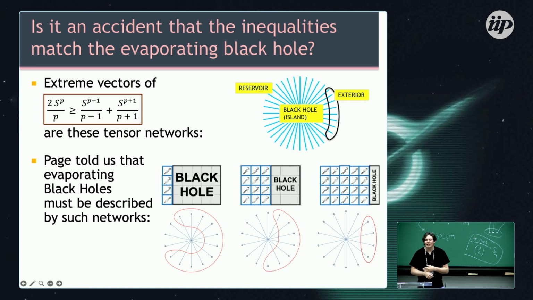So that's what you would get if you read Page in 1992 or 1993, and these tensor networks are describing just that process. Islands are like a more modern version of exactly the same picture. And anyway, saturating these inequalities are the various stages of evaporation of a black hole. And you could say, why did we guess these inequalities? We guessed them from this.